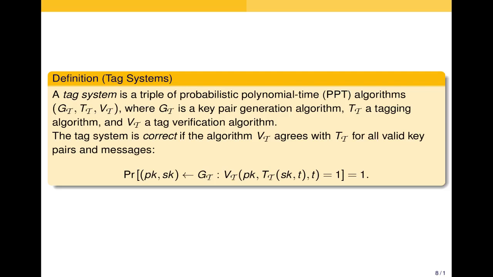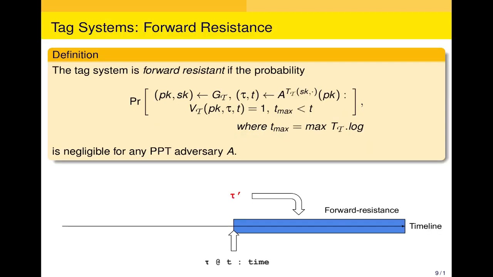We say that a tag system is correct if for any valid tag key pair, the tag generation algorithm agrees with the tag verification algorithm. The main motivating property of tag systems is forward resistance. It claims that if an adversary observed a tag associated with the time t, then he must be unable to produce a tag which would be associated with any later time. It should be easy to see that forward resistance is a strictly weaker security property than the standard existential unforgeability of digital signatures.